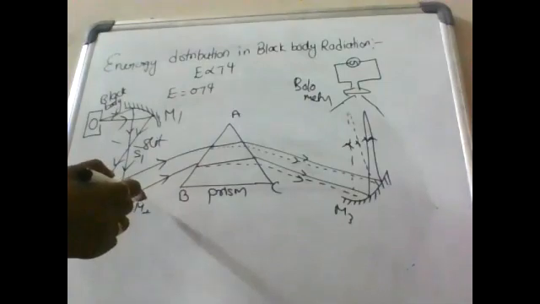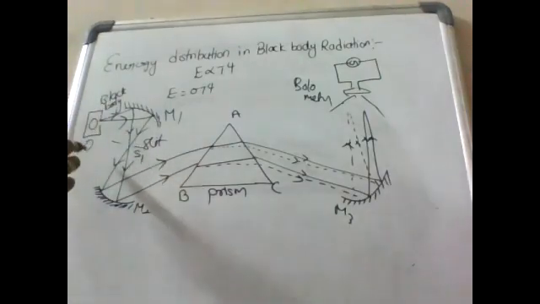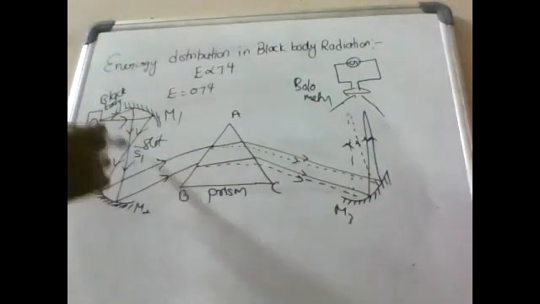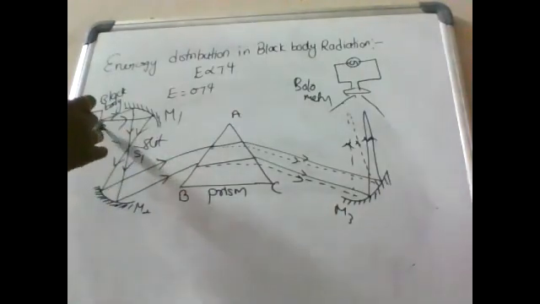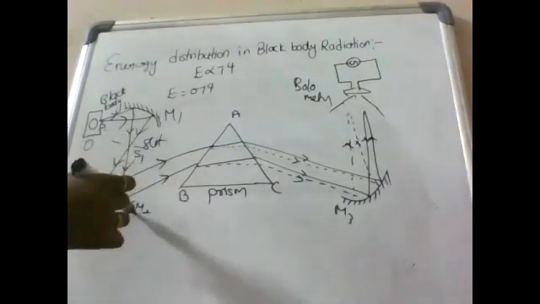So this is the experimental arrangement. The radiation from the black body at center O was focused on a slit S by a concave mirror M1. The slit S is placed at the focus of another concave mirror M2. S1 is placed between M1 and M2 mirror.